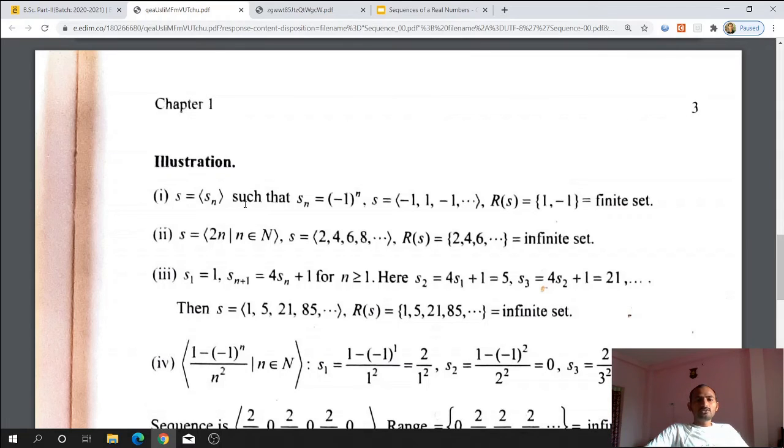And this first example is what? An infinite sequence with a finite range set.